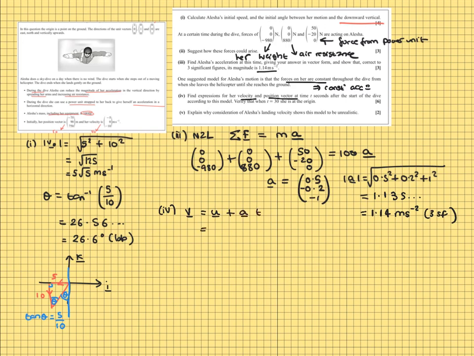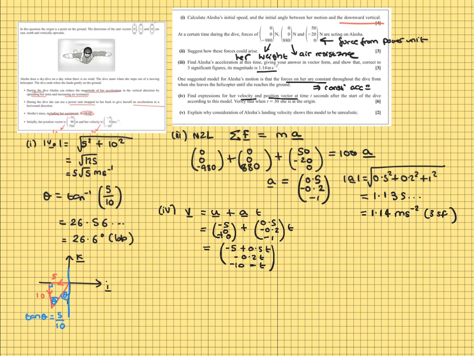So our initial velocity was equal to -5, 0, -10. Our acceleration, 0.5, -0.2, -1, and time t. This simplifies to give us a velocity vector. Well, we can leave it like this, or we can simplify it to give us -5 plus 0.5t, -0.2t, and -10 minus t. So if we want it written as a single vector, we can indeed do that.